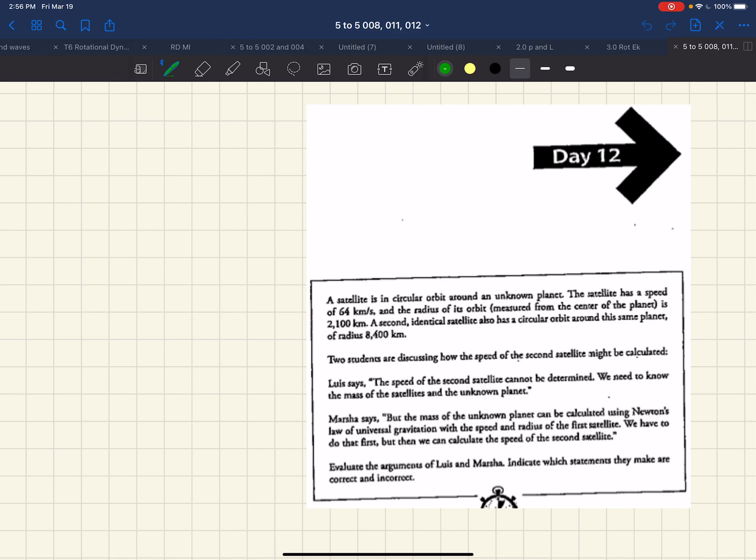In this question, we're told there's a satellite around an unknown planet. So we have the planet, and there's a satellite in orbit, like so. Its speed is 64 kilometers per second, and the radius of its orbit is 2,100 kilometers.